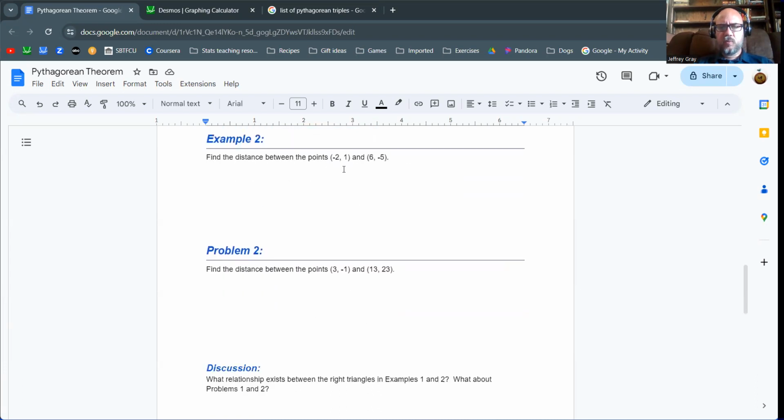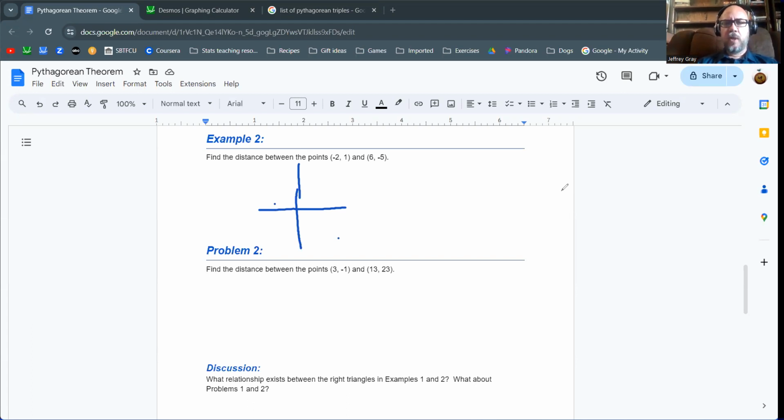I want to find the distance between these 2 points, (-2, 1) and (6, -5). This does not seem like Pythagorean theorem at first, but of course it is. So what I'm going to do is graph these points, (-2, 1) and (6, -5). I'll just make a little graph. So (-2, 1) is something like here. That's not great. (6, -5) is over here. And what I want to do is find the distance between those 2 points.